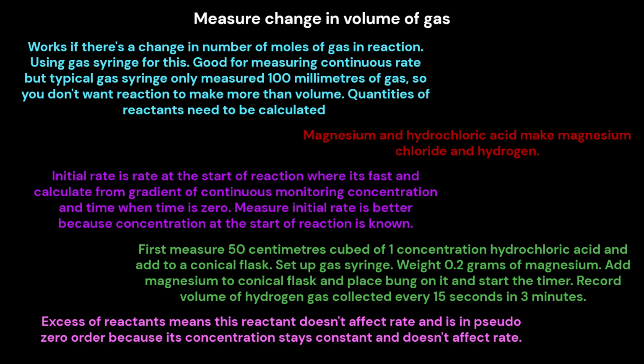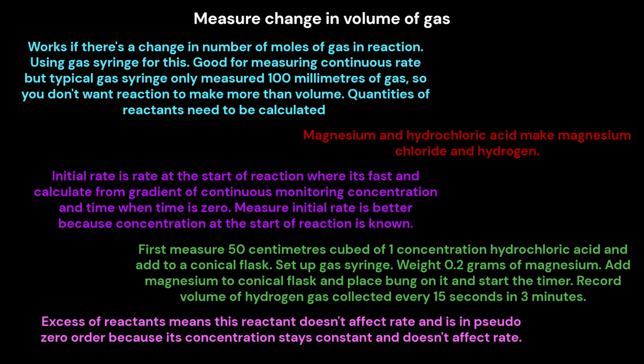Measure the change in volume of gas. This works if there's a change in the number of moles of gas in the reaction, using a gas syringe. It is good for measuring continuous rate, but a typical gas syringe only measures 100 millimeters of gas, so you don't want the reaction to make more than that volume. Quantities of reactants need to be calculated carefully.